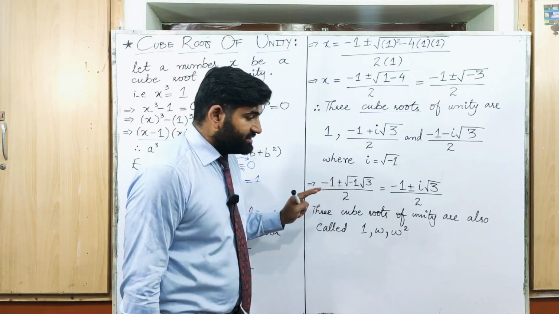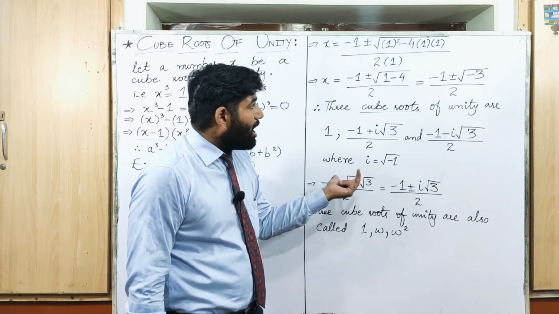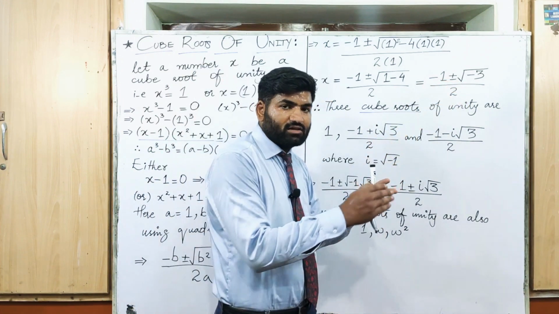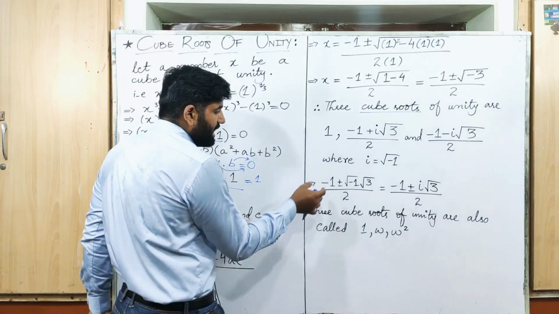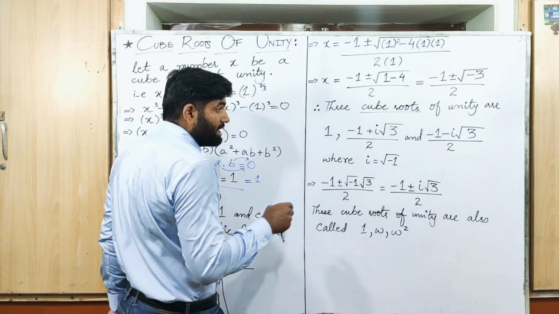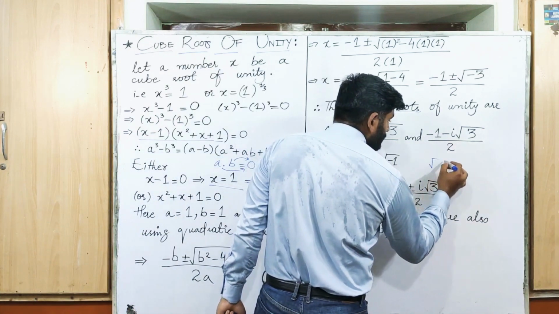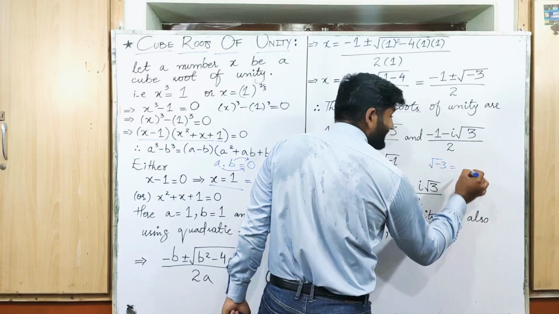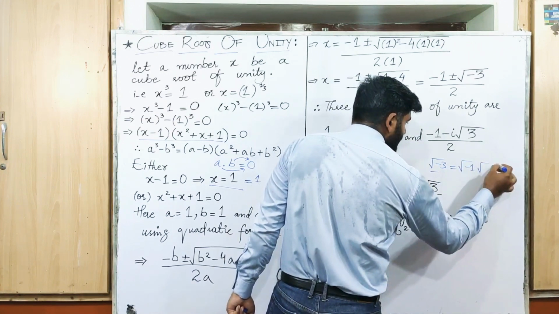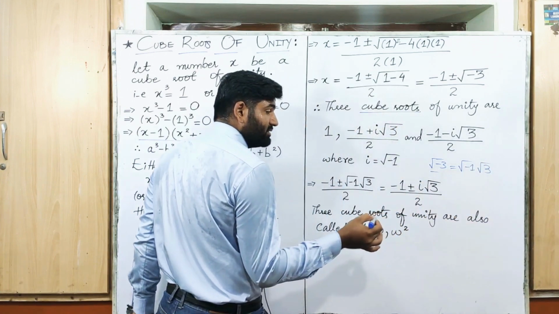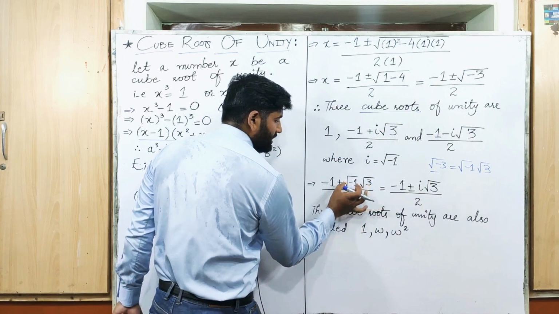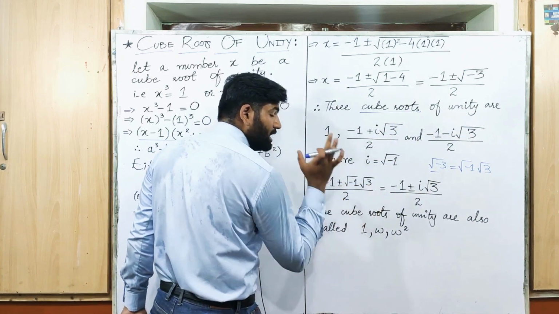Now see how we can simplify it. I just wrote this expression as iota. How? See, our answer was minus 1 plus minus under root negative 3. Now I can break under root negative 3. I can rewrite this as under root minus 1 into under root 3. So I just broke this expression into under root minus 1 into under root 3, whole over 2.